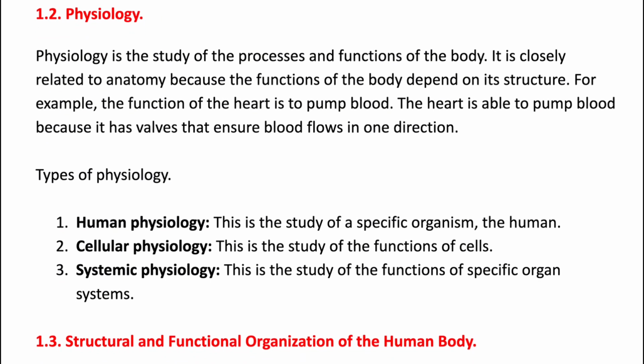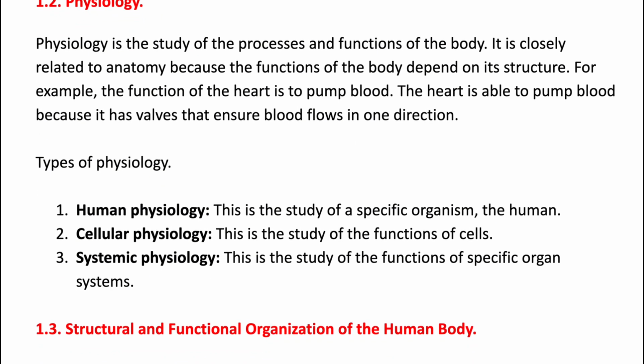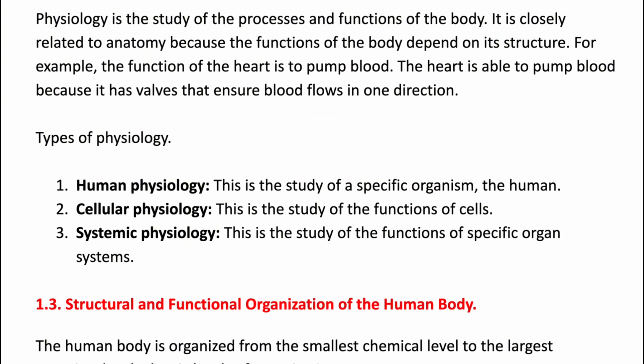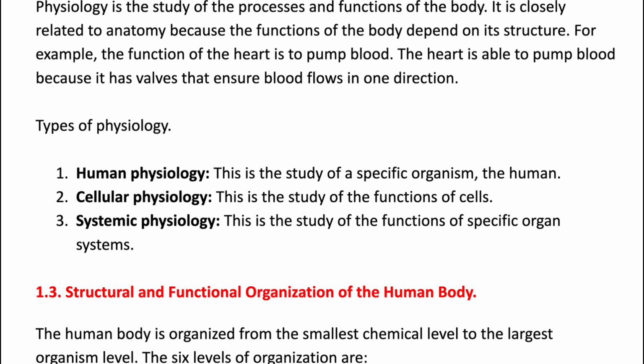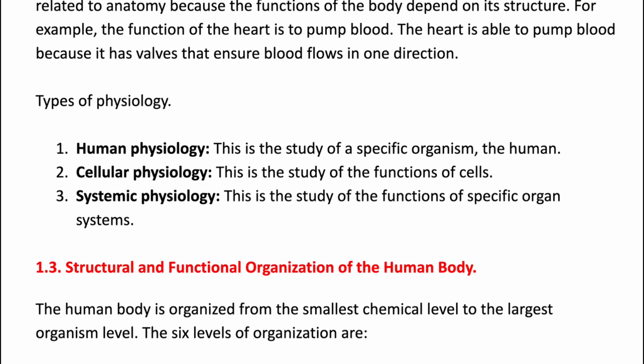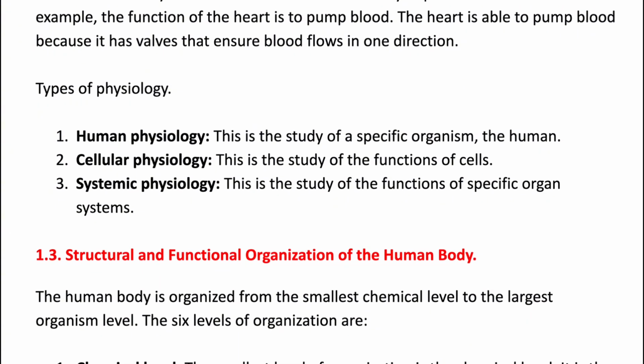Types of physiology. 1. Human physiology. This is the study of a specific organism, the human. 2. Cellular physiology. This is the study of the functions of cells. 3. Systemic physiology. This is the study of the functions of specific organ systems.